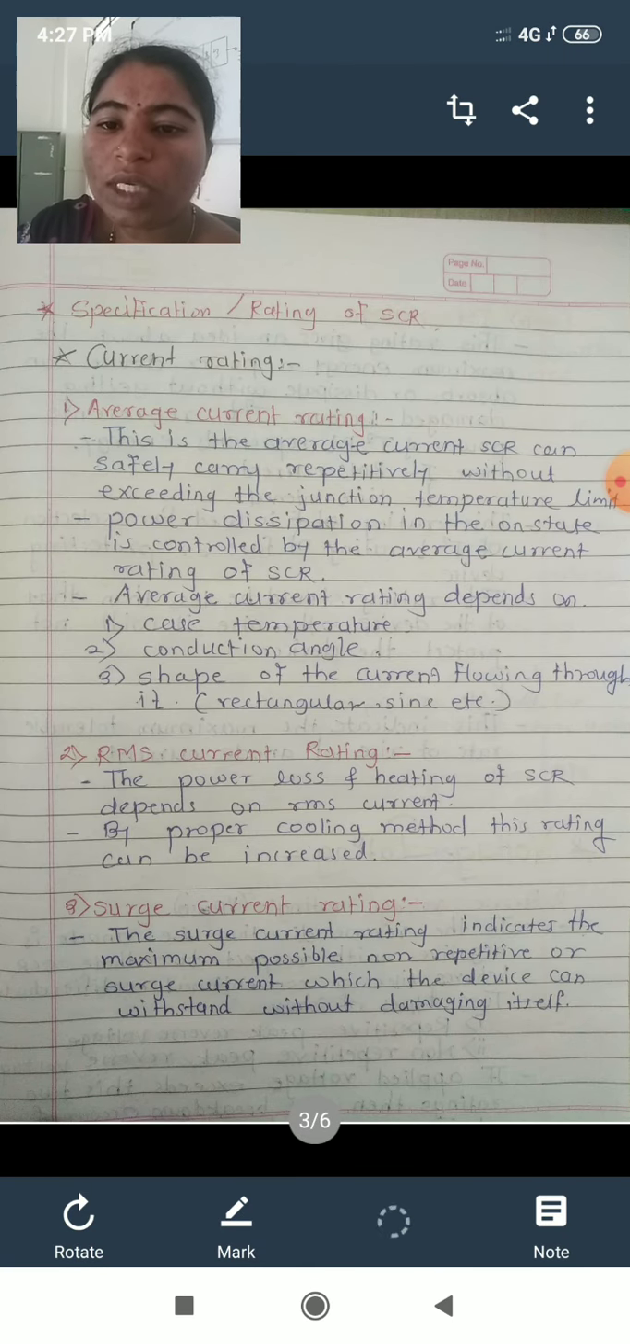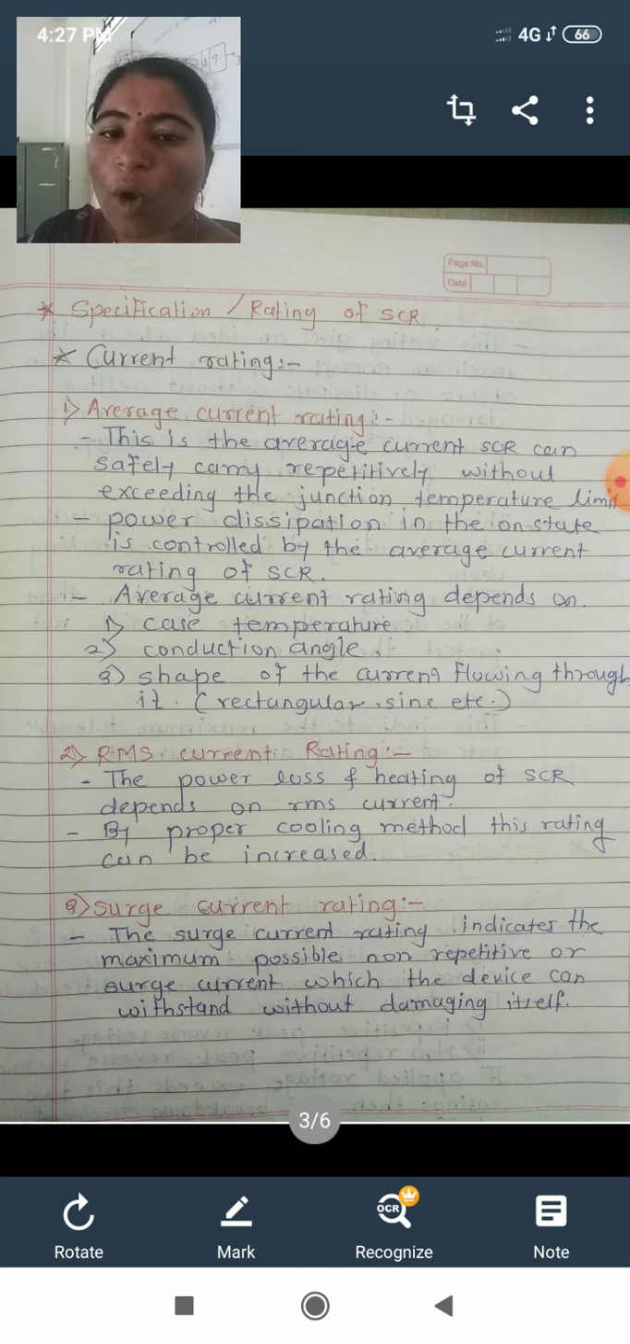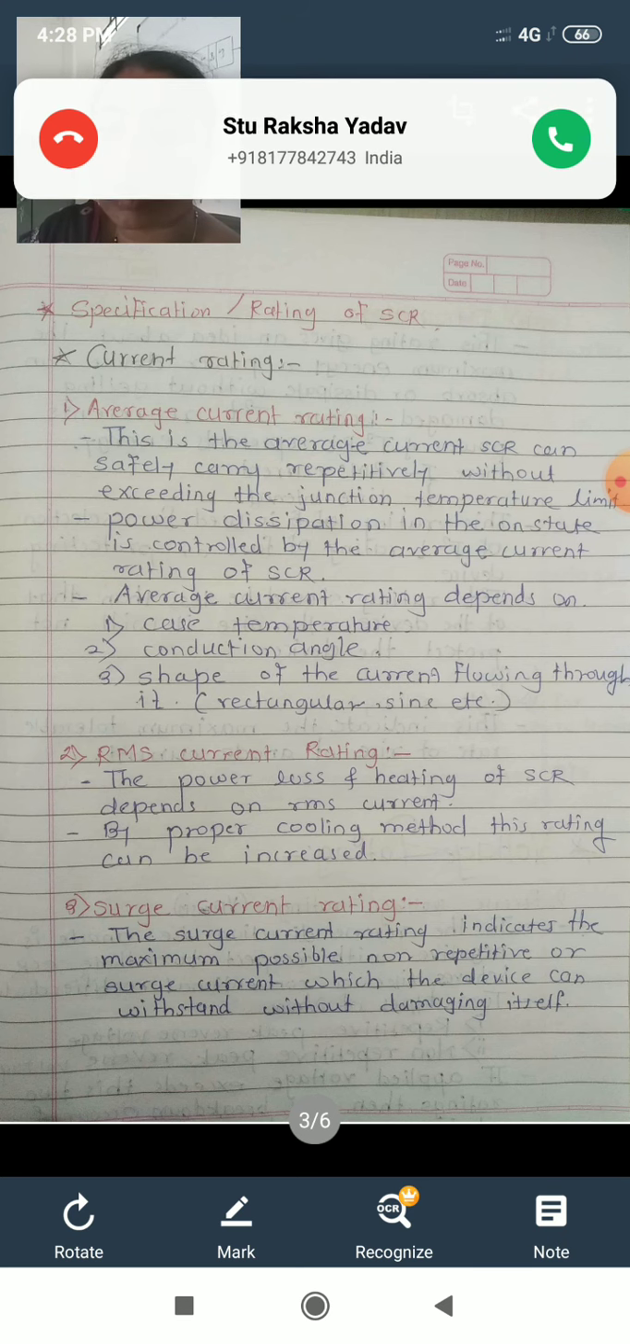Now see, second is RMS current rating. In RMS current rating, the power loss and heating of SCR depend on the RMS current. By proper cooling method, we can increase this RMS current rating. Now third is surge current rating. What is the surge current rating? The surge current rating indicates the maximum possible non-repetitive or surge current which the device can withstand without damaging itself.